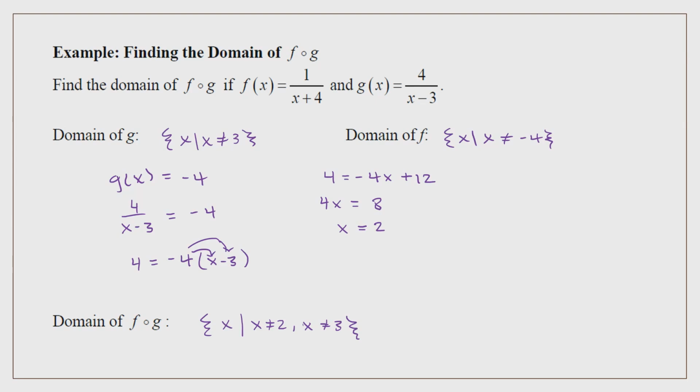So once we find that x value in g of x, we won't input it into our composition because we would get undefined. So that is why we evaluated g of x at negative 4, in order to help us find the other x value that is not included in the domain.